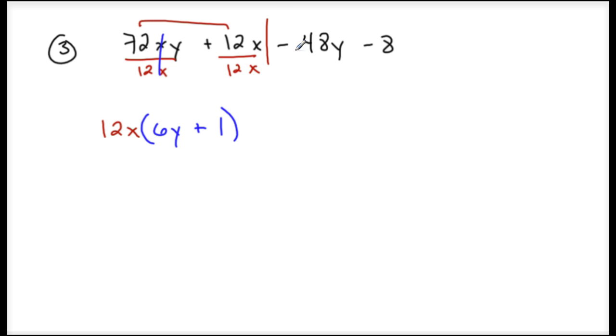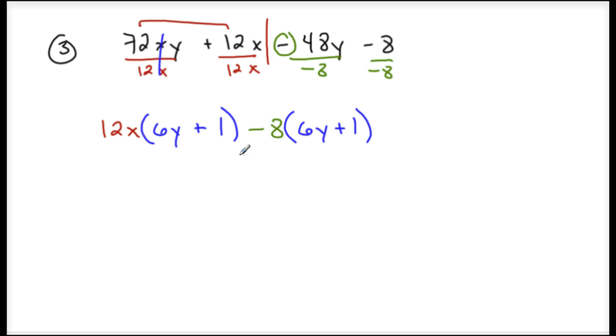My second group leads with what? My second group leads with a negative. Factor out that negative. So I'm going to factor out negative something. What am I going to factor out from 48 and 8? Negative 8. I'm going to factor out negative 8 from both of these terms. Okay, what am I left with? Negative 48y divided by negative 8 is a positive 6y. Negative 8 divided by negative 8 is plus 1.